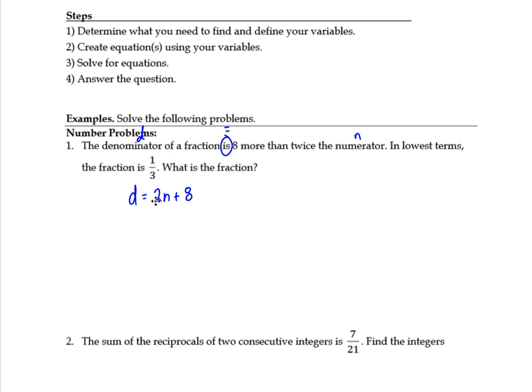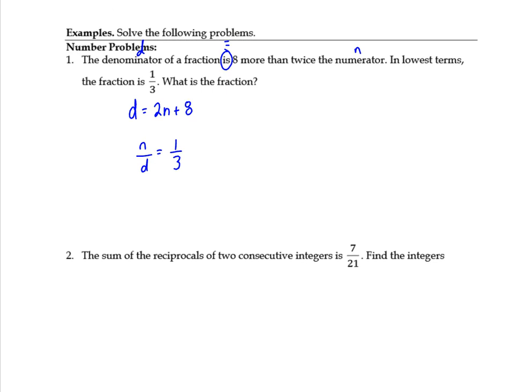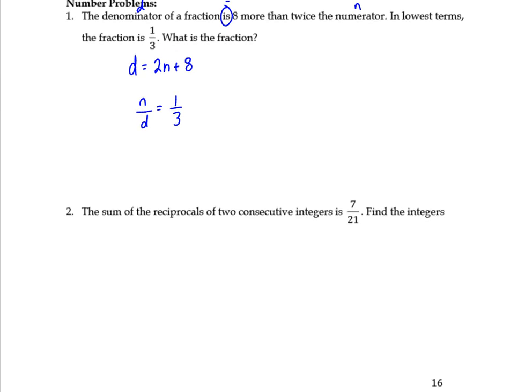So if our fraction is 1/3 in lowest form, numerator over denominator equals 1/3. Agreed? Now we only want one variable, so who are we going to replace? The denominator is equal to what? n over 2n plus 8 equals 1/3. We said the denominator is 2n plus 8.